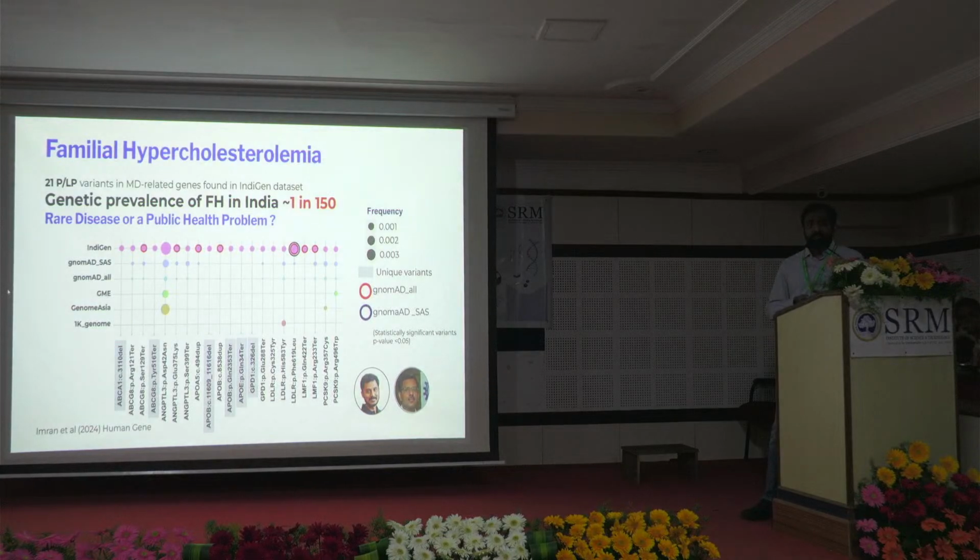Then there are, of course, adult onset diseases which are rarely studied and rarely uncovered. Familial hypercholesterolemia is one of them. We published this paper very recently suggesting that the genetic frequency of familial hypercholesterolemia in the Indian population is approximately 1 in 150. That means there are 2 people in this room who have familial hypercholesterolemia.